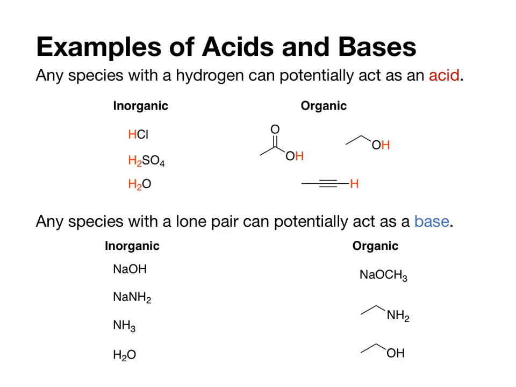Here I just want you to see some examples of acids and bases. And the general rules for these are any species with a hydrogen can potentially act as an acid. It may not be a good acid, but it can potentially act as an acid under the right conditions. Here we have some inorganic acids.